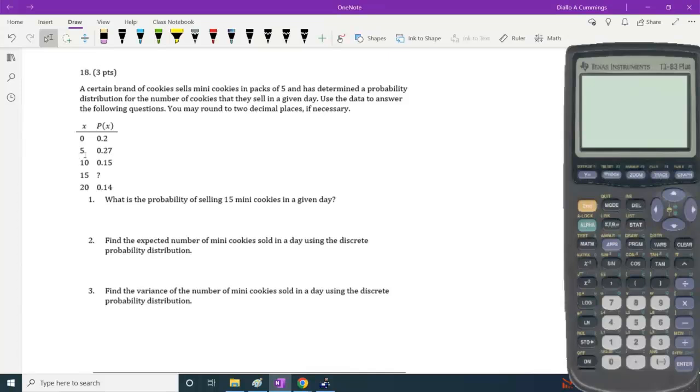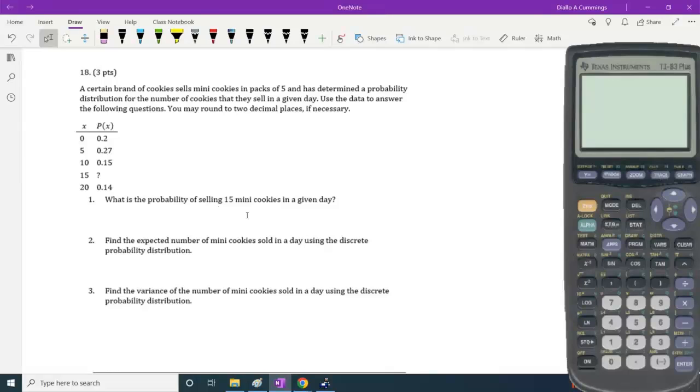The next row says 5, so this alludes to the probability for selling. Now notice these cookies come in packs of 5. So if we sell 5 packs of cookies, the probability is 0.27. Selling 10 5-packs of cookies, the probability is 0.15. If we sell 15 packs of cookies, that probability is unknown. And if we sell 20 packs of cookies, our probability is 14%.